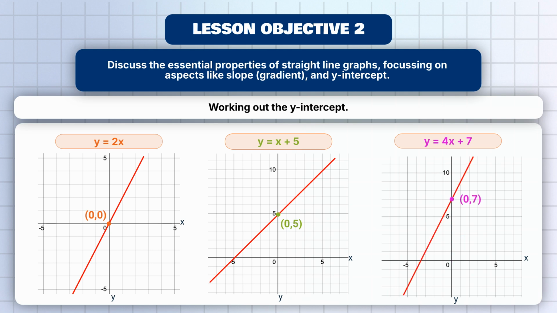The value of c in the equation y is equal to mx plus c gives us the y-intercept. This shows us where the line crosses the y-axis. We've seen how different linear equations take the form y is equal to mx plus c, where m is the gradient and c is the y-intercept.